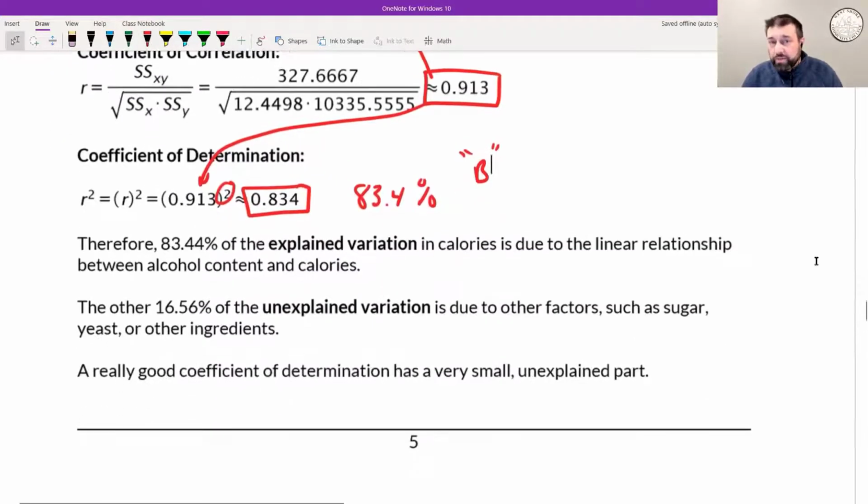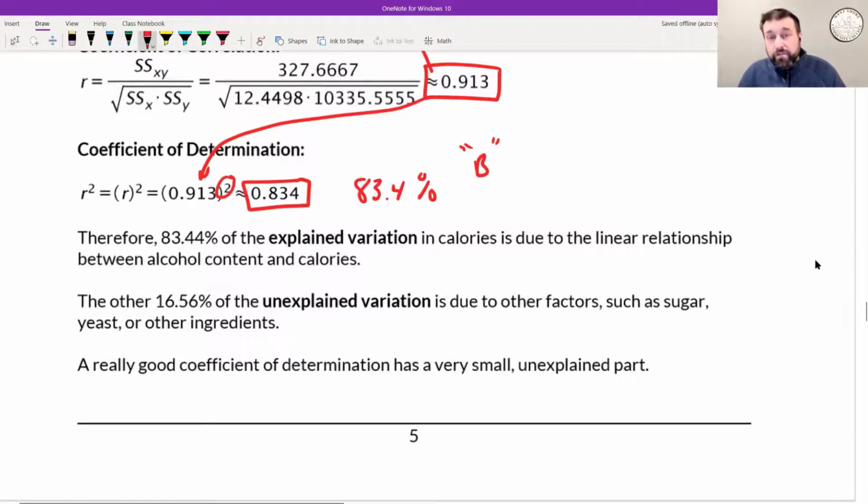Okay. So what this means is that of the variation between the alcohol content and the calories of our 9 beers, 83.44% of that variation can be explained by the relationship between those two variables. So those two variables constitute 83.4% of the explained variation, okay? What's left over? The 16.56. Remember, you got that by saying 100 minus 83.44. The leftover variation is the unexplained variation.